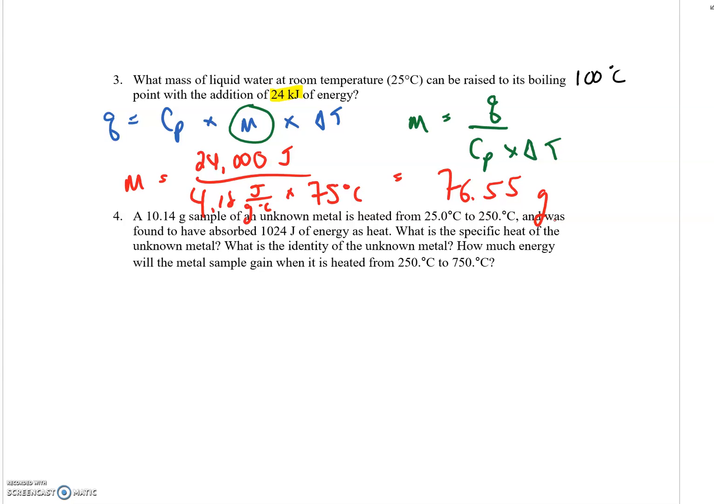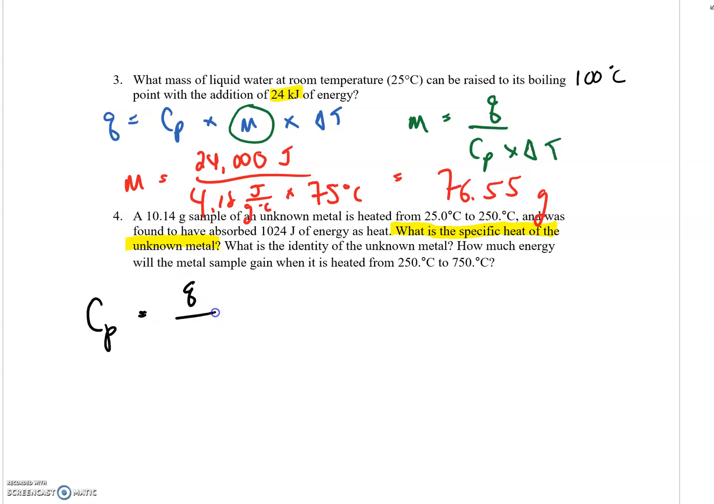Let's try number 4. It says a 10.14 gram sample of an unknown metal is heated from 25 to 250, and it was found to have absorbed 1,024 joules of energy as heat. It is asking for the specific heat and what is the unknown metal's identity and how much energy will the metal sample gain when it is heated from 250 to 750. So let's take this first part. First part is asking what is the specific heat of the unknown metal, and if we know that, we can easily find its identity. So specific heat, Cp.